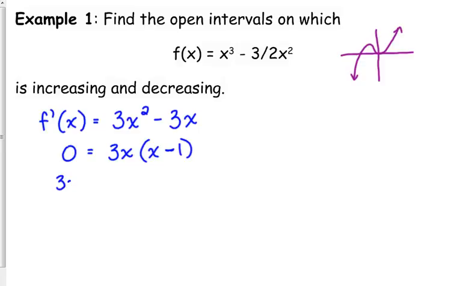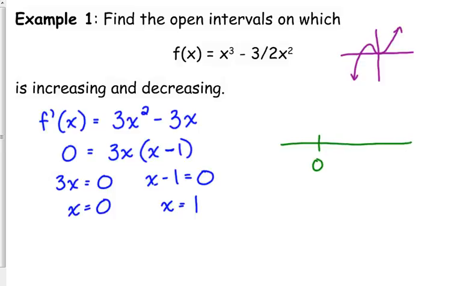And then we set our factors equal to 0. 3x is equal to 0. X minus 1 is equal to 0. So we get 0 and positive 1 as our critical numbers. So we're going to put those on a number line. We're going to test a number to the left of 0, negative 1, for example, a number in between, and a number greater. We're going to plug those into the derivative.